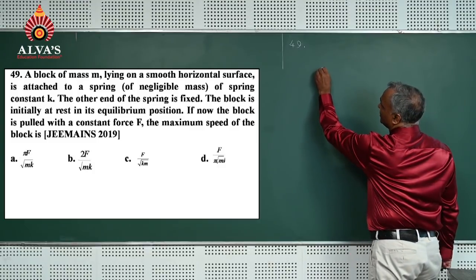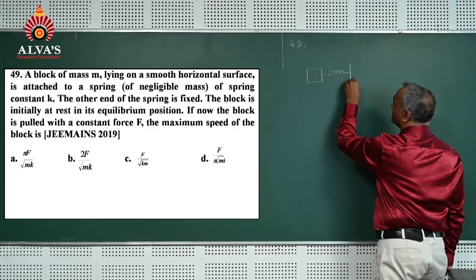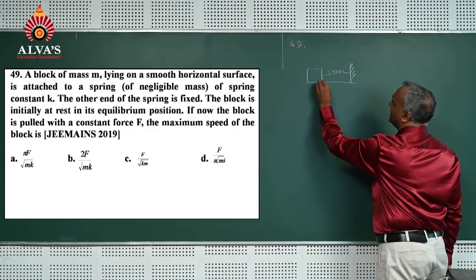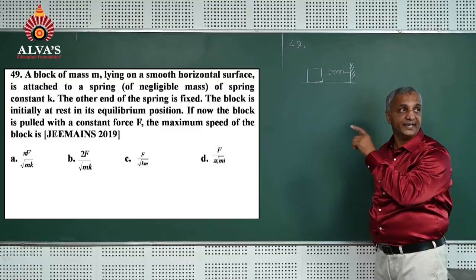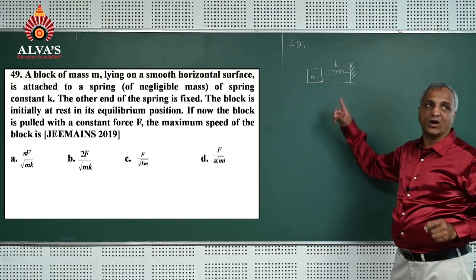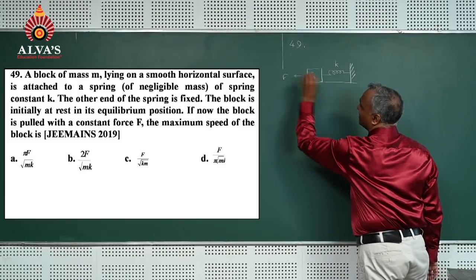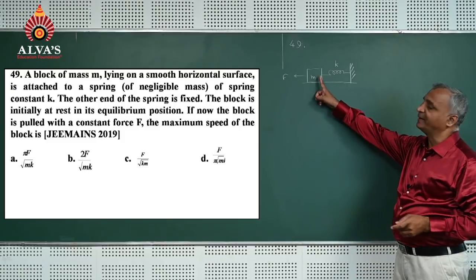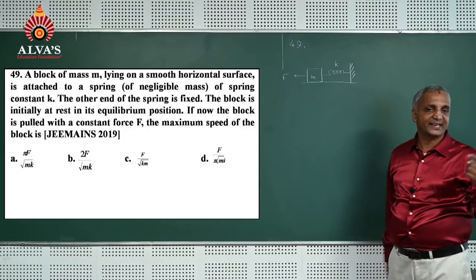The condition is like this. You have a block connected to a spring, and the other end of the spring is connected to a fixed point. The mass of the block is given as m, and the spring constant k is given. Now it is pulled towards the left side with a force F, and I want to find out the maximum speed of this block. Use the work energy theorem.